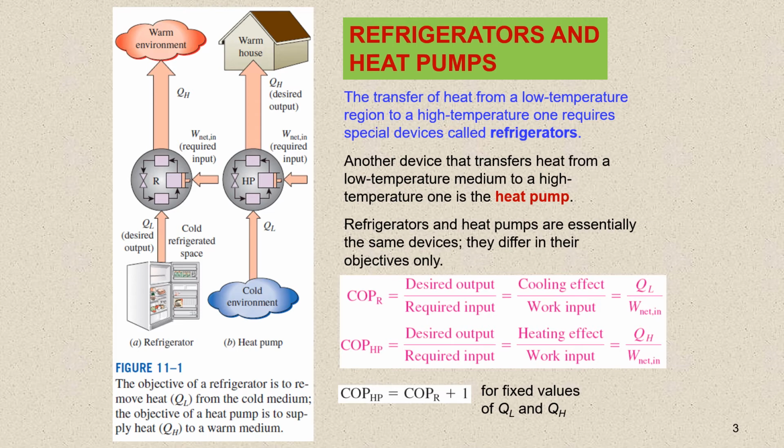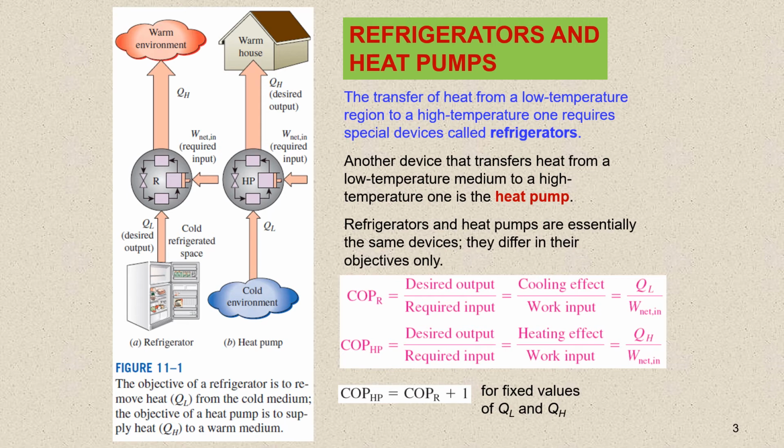the purpose. The objective of a heat pump, however, is to maintain a heated space at a high temperature. This is accomplished by absorbing heat from a low temperature source such as well water or cold outside air in winter and supplying this heat to a warmer medium such as a house. A figure of the heat pump is given in figure 11-1b.